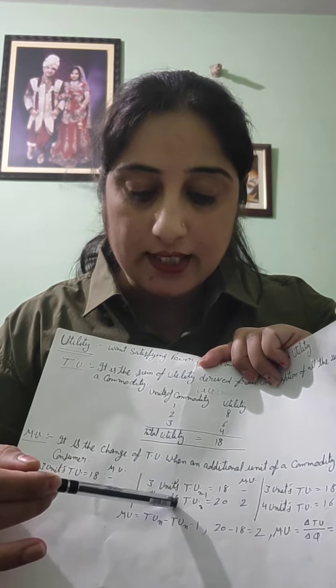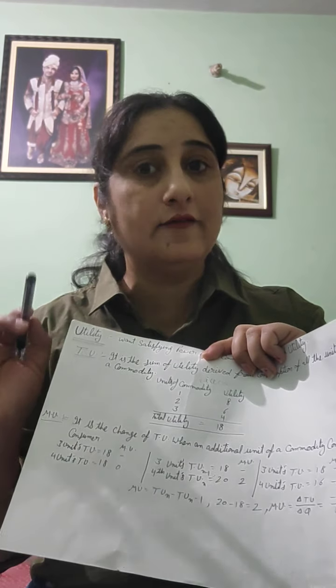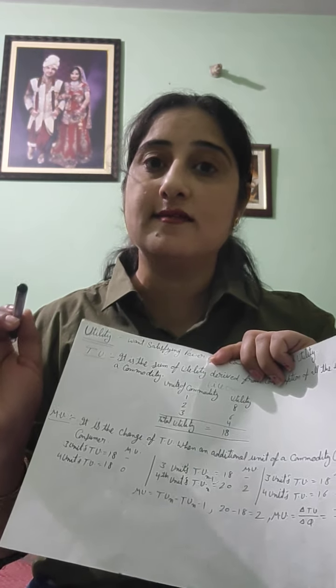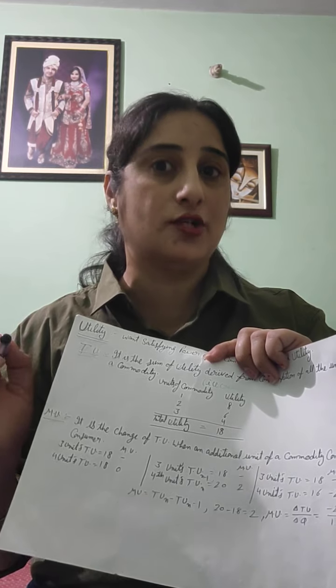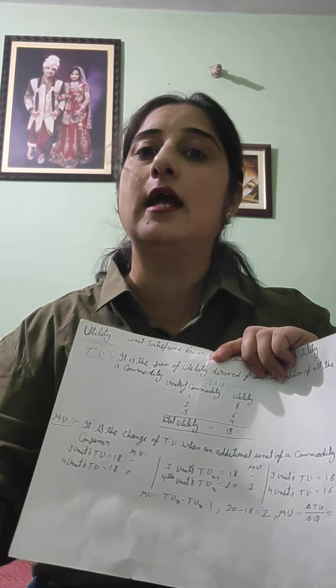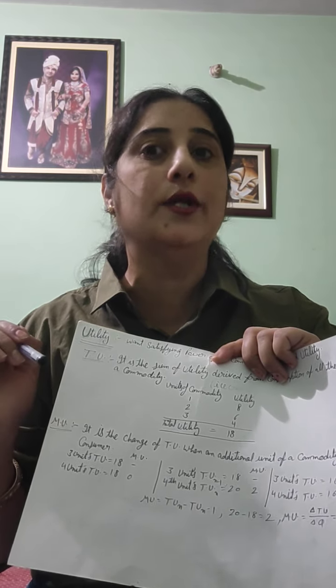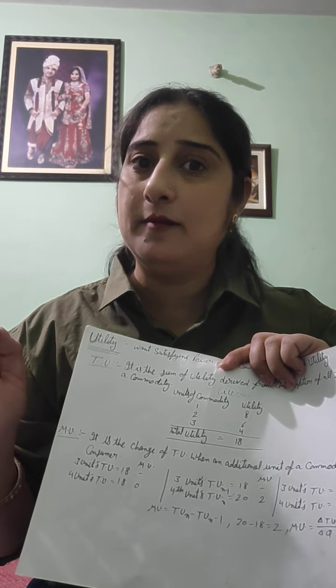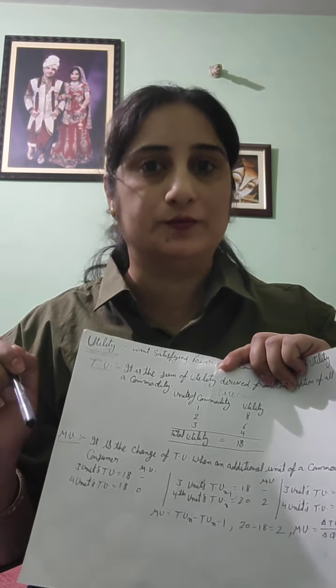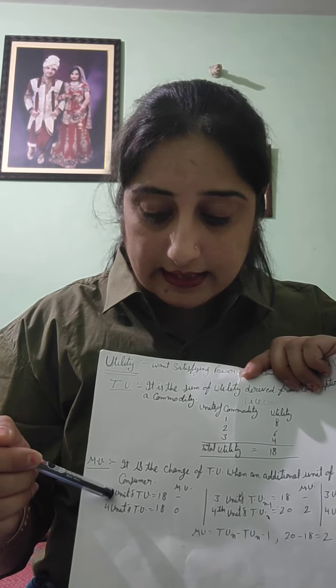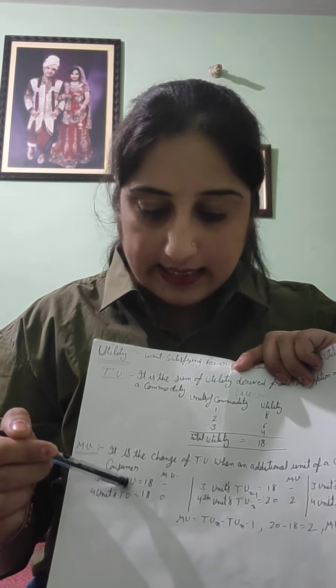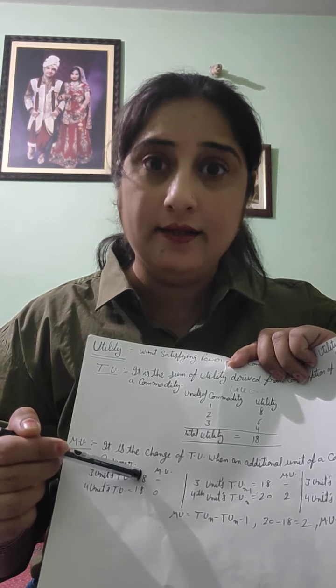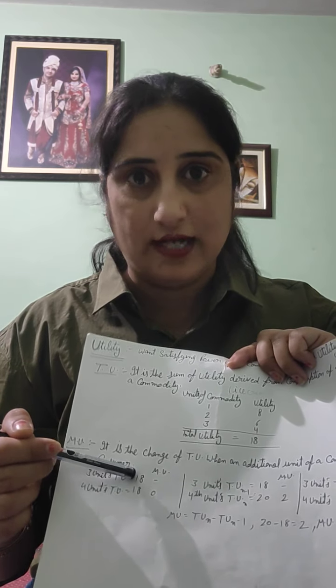Students, marginal utility can be 0 and can be negative also. If the consumer is at the maximum satisfaction level, then when he eats an additional unit of the commodity, there will be no change in total utility, and then marginal utility becomes 0. Like, when I eat 3 units of ice cream, I get 18 utils, and it's my maximum satisfaction level.